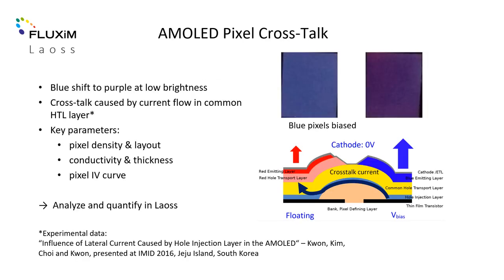The first example was inspired by an experimental work by a group at LG Display. When they switched on all the blue pixels in an AMOLED display, they observed that the red pixels were also lighting up, thus turning the display purple. This undesirable effect is well known as pixel crosstalk and occurs in displays which feature some common high conductive layers. Here, the whole transport layer is shown in yellow. Key parameters are the pixel density and layout, but also material parameters such as the electric doping densities. We have used Laoss in order to analyze and quantify this effect.